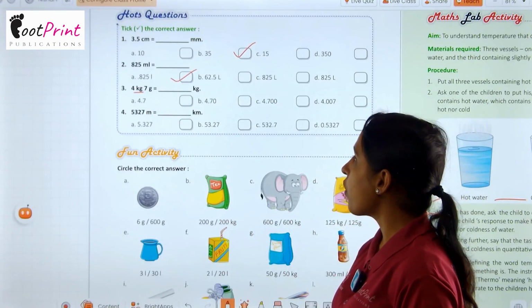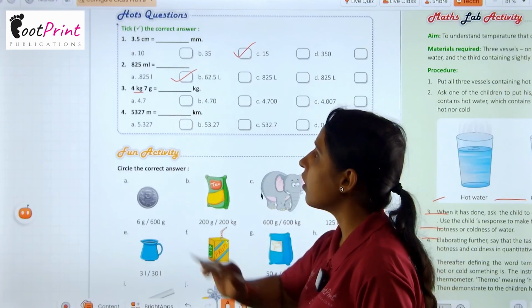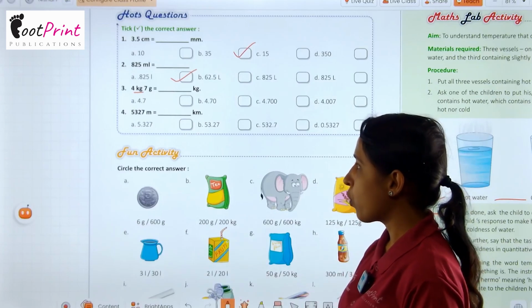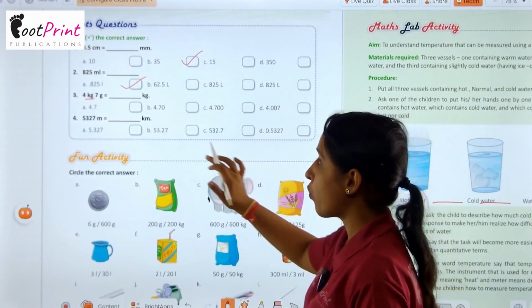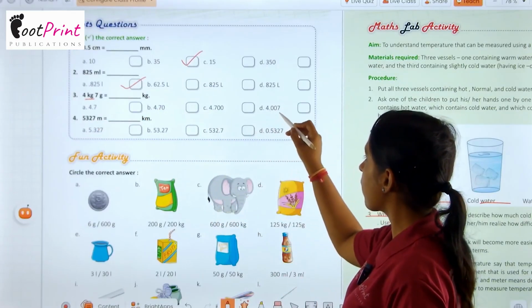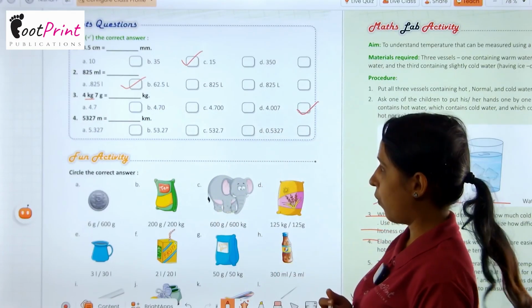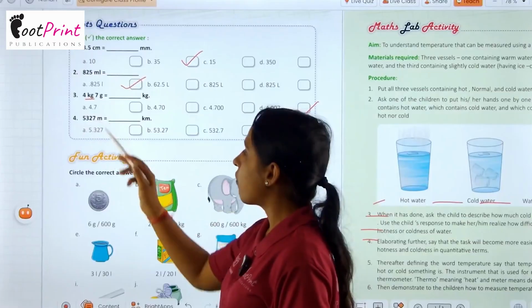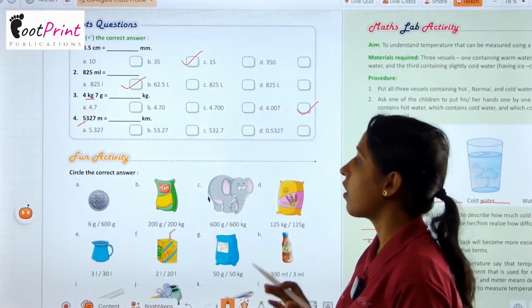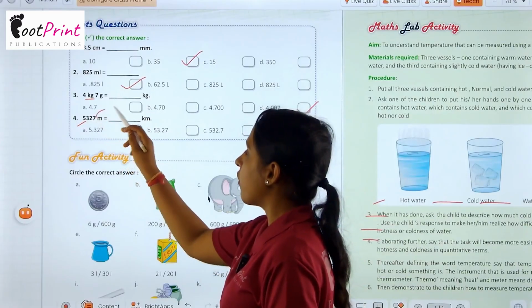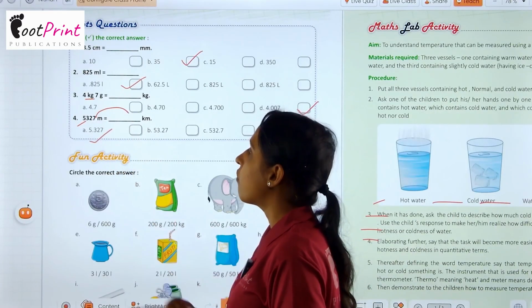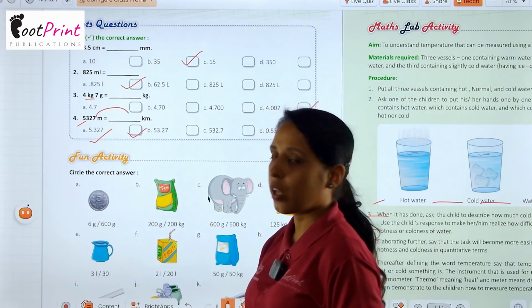Here, 4 kilogram 7 gram equals to. So we have to find out 4 kilogram 7 gram equals to. So 4 kilogram 7 gram is 4.007 kilogram. Next one is 5327 meter equals how many kilometer? So we divide it by 1000 and we get 5.327 kilometer.